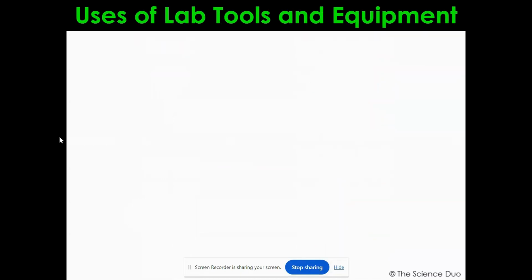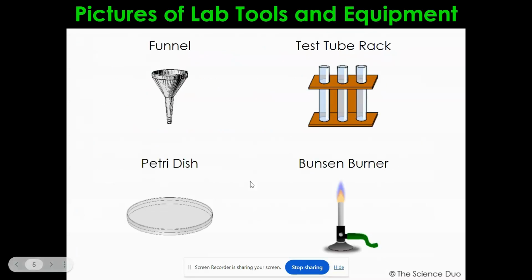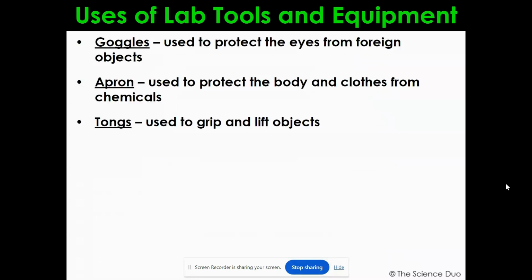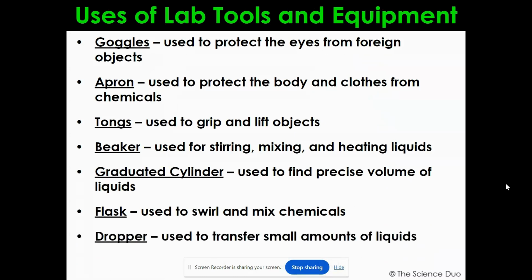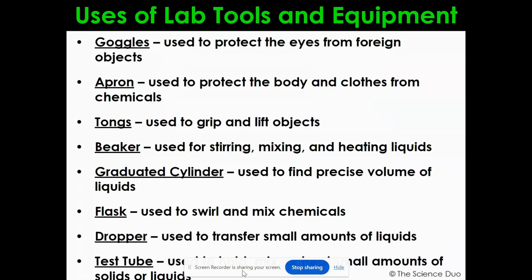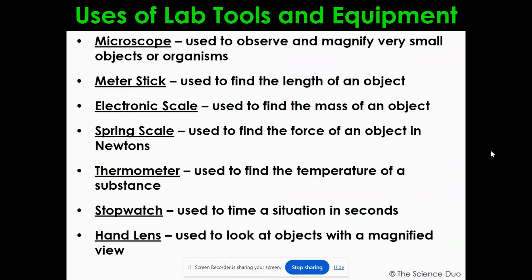Last but not least, you have funnel, test tube rack, petri dish, and a Bunsen burner. To know what all these do, you need to take a look at this presentation. Again, this is in the week 1 folder, found in your quarter 1 folder in Schoology. You can also pause this video to take a look at these as well.